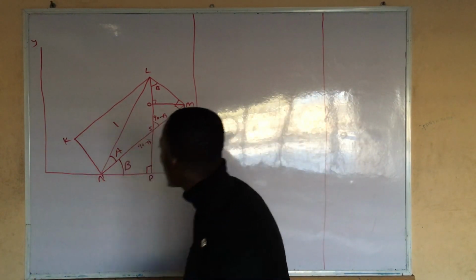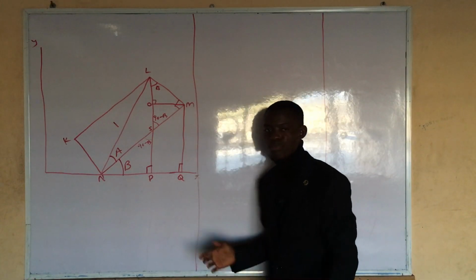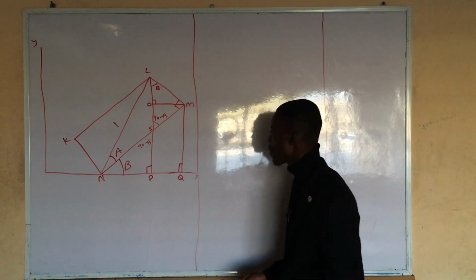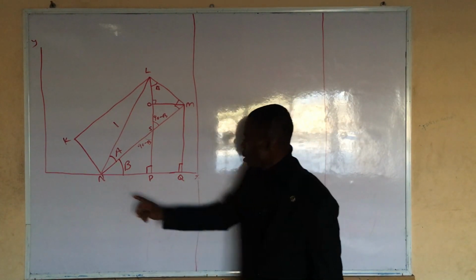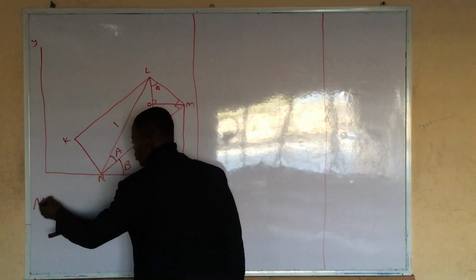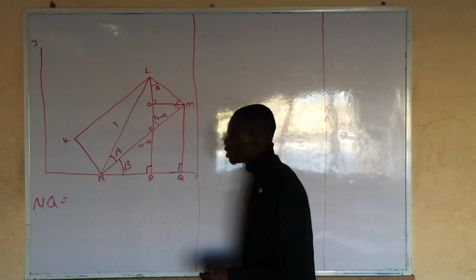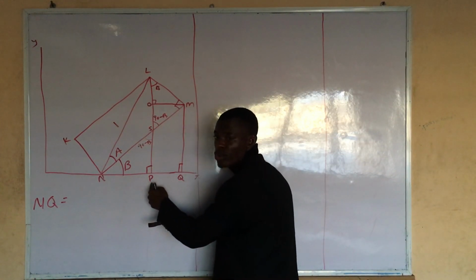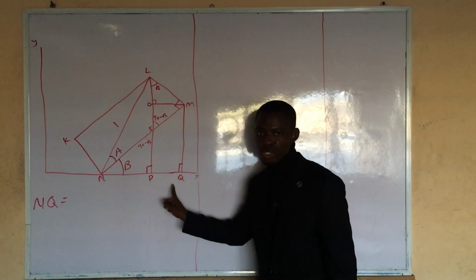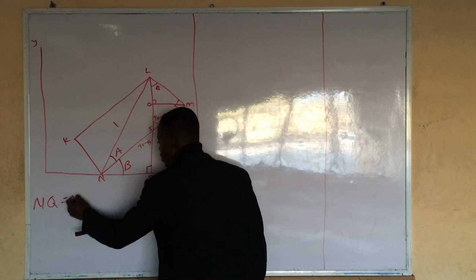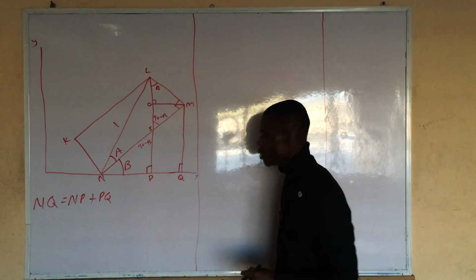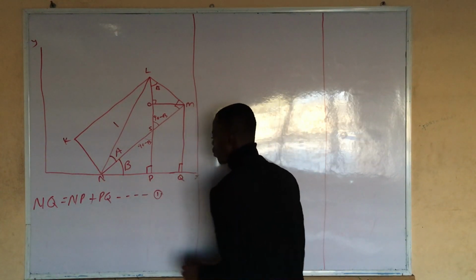So now, upon getting the angles, we can proceed to see if there's any line that can be expressed in terms of one another. Let's begin with line NQ. We can clearly see that line NQ is equal to NP plus PQ. Am I communicating? NP plus PQ gives you line NQ. Give it a side. You can call it equation 1 if you want.